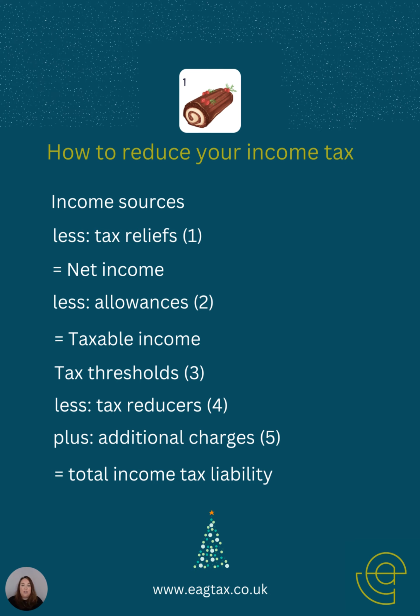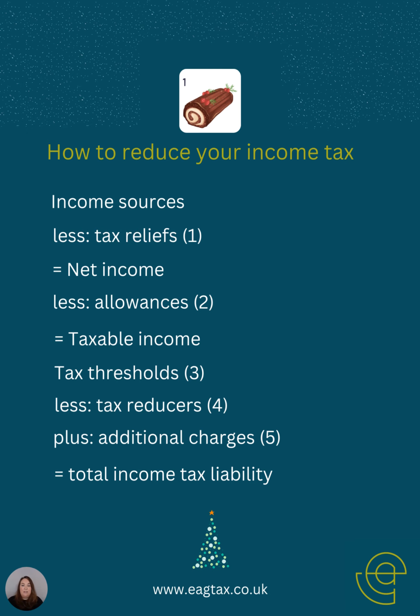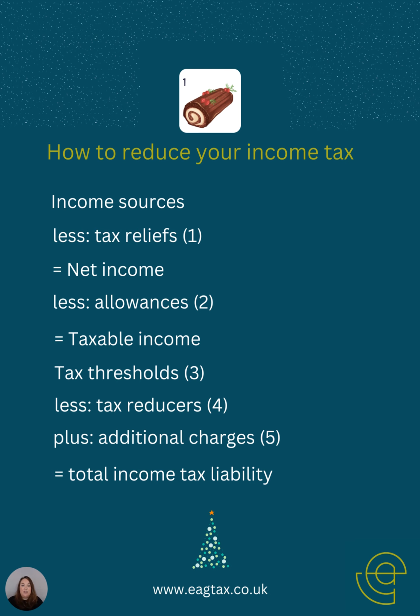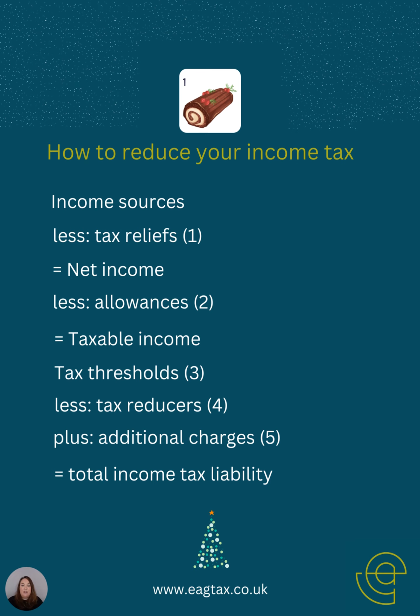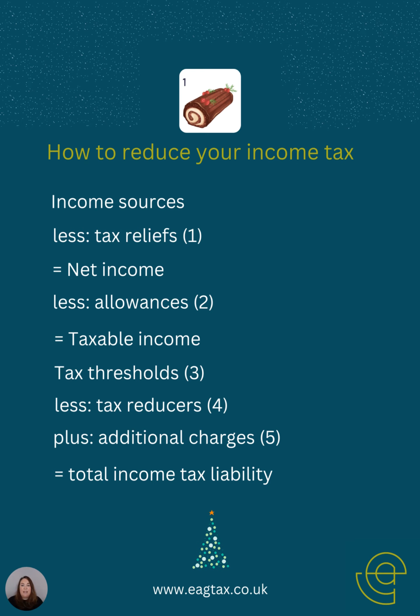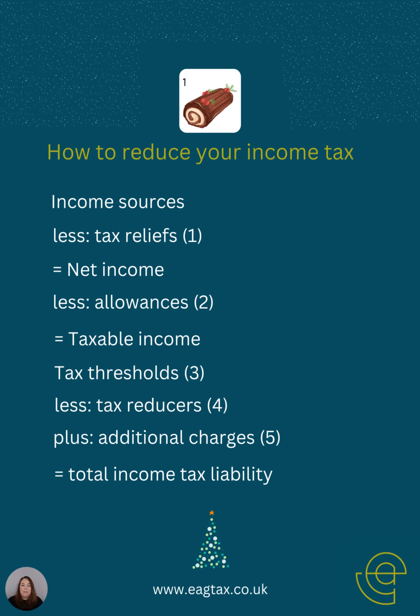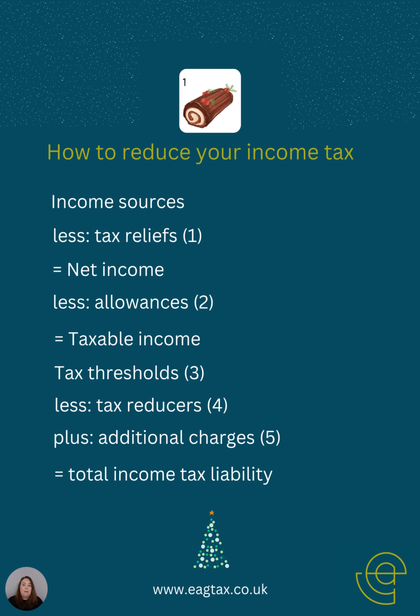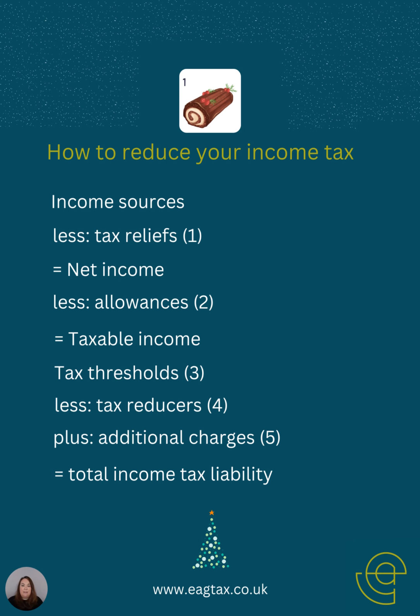Lastly, we add on additional charges at point 5, which can include the high income child benefit charge for those in receipt of child benefit and earning over £50,000 and pension-based charges. Student loan repayments are calculated completely separately.